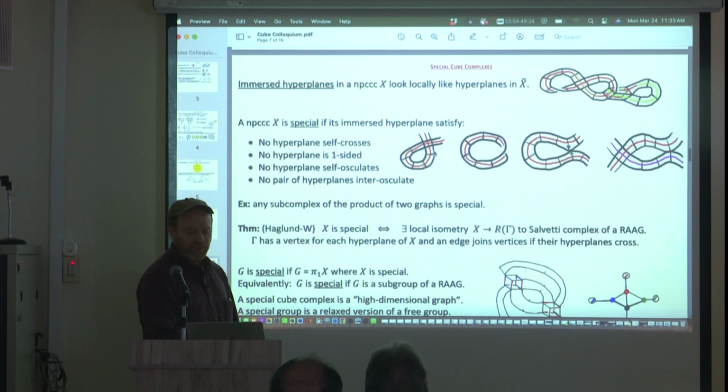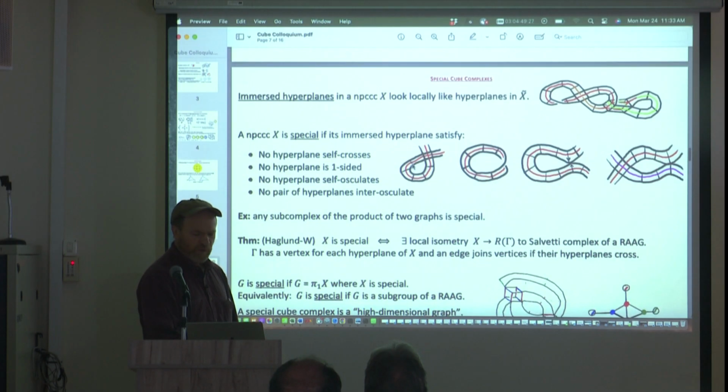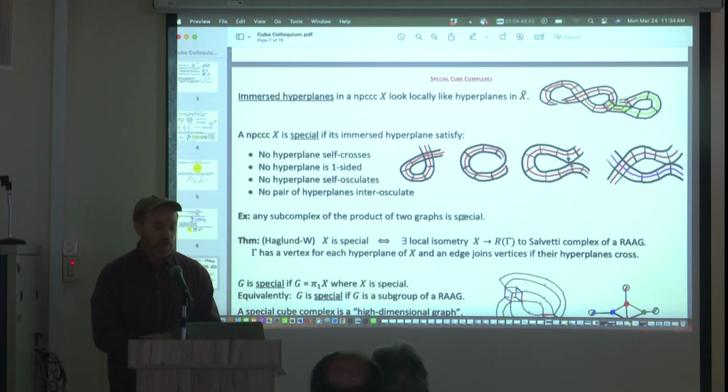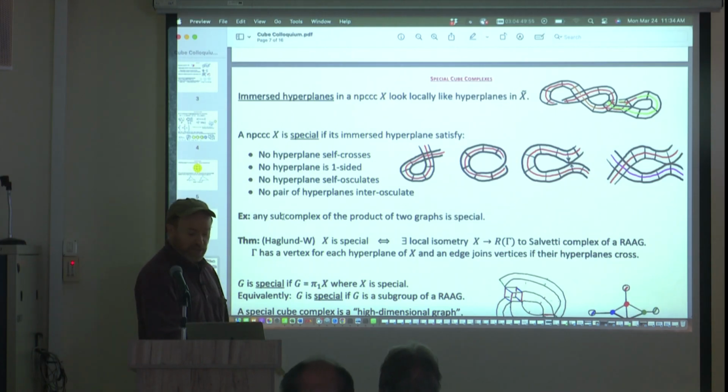these are special cube complexes, and somehow we dreamed this definition with another motive, but we quickly, oh, and I gave an example. This is a very strange example. Any subcomplex of the product of two graphs is special. I already told you that a graph is a non-positively curved cube complex, and the product of two non-positively curved cube complexes is a non-positively curved cube complex. So the product of two graphs is a non-positively curved cube complex. And if you take a subcomplex of that, it's actually going to be special. You can even convince yourself quickly.